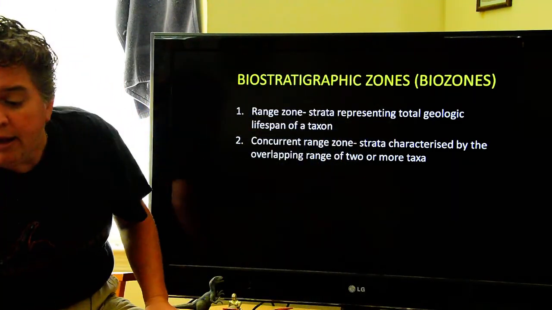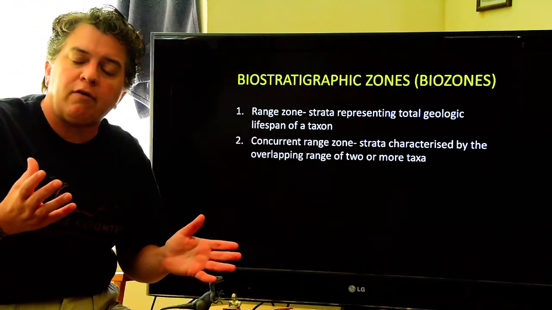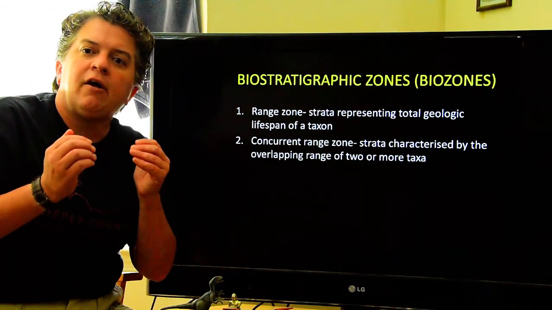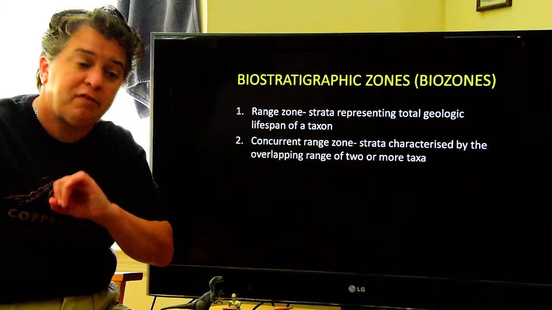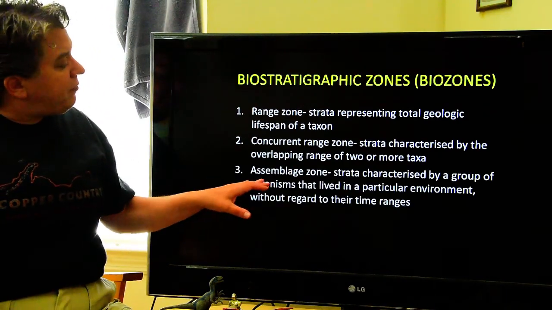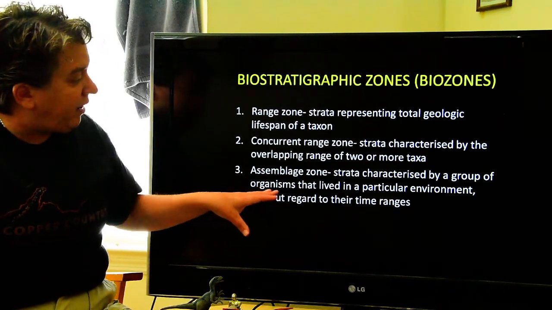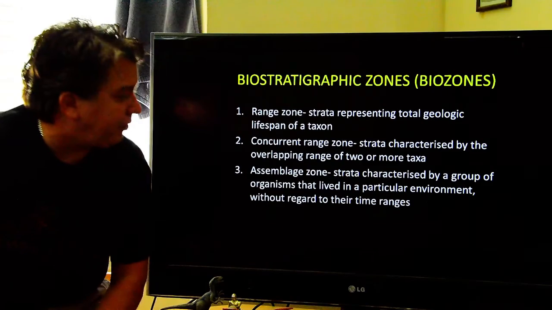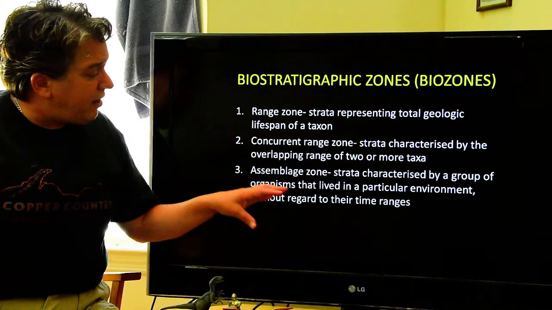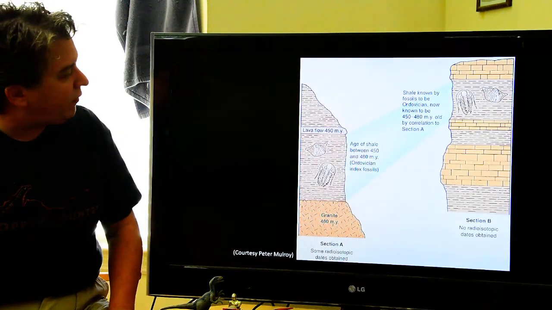And so we can look at things like that, seeing where, if we find a rock with multiple fossils in it, we can figure out when all of those organisms coexisted, and that must be when our rock was created. You'll also sometimes see something called an assemblage zone, and these are rock layers characterized by a group of organisms that lived in a particular environment, and this doesn't really pay attention to time ranges. I just wanted to put that in there because you might see that in your book, and I just want you to be aware of what that is.